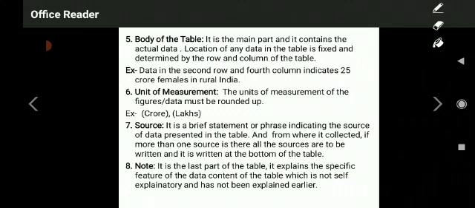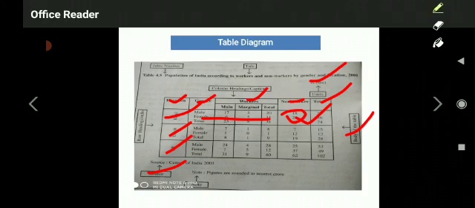If you want to see where to mention the note in the diagram, it comes here. Note means whatever information is there about the data, you have to write the entire note of the data information. Okay, with this I think the parts of the table topic is over.